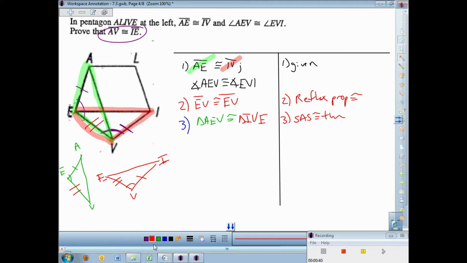Now, what did they want you to prove? They wanted you to prove that segment AV is congruent to segment IE. AV, IE, aren't those corresponding parts? So we do not mark the last step. Remember, we will say that segment AV is congruent to segment IE because they are corresponding parts of congruent figures, so they should be congruent to each other. Bada bing, baby, bada bing.